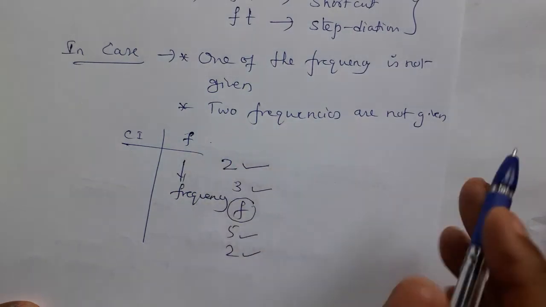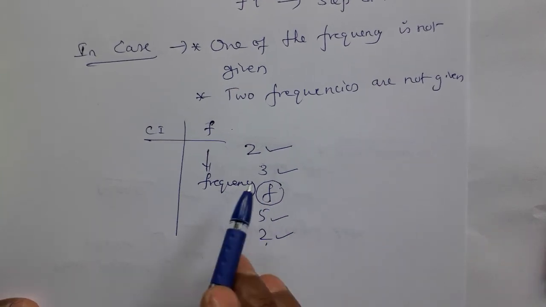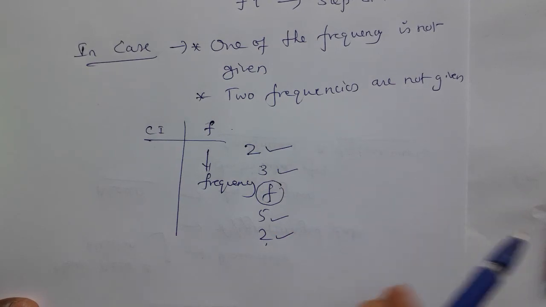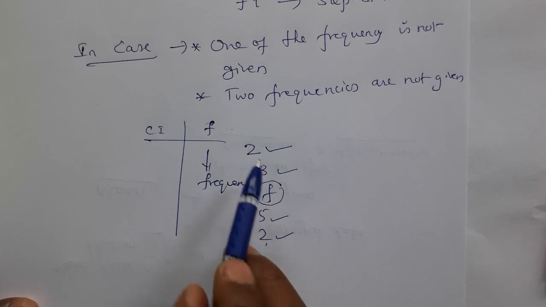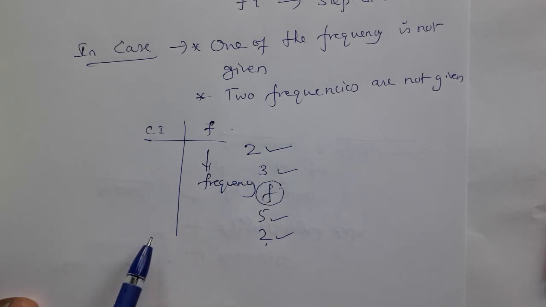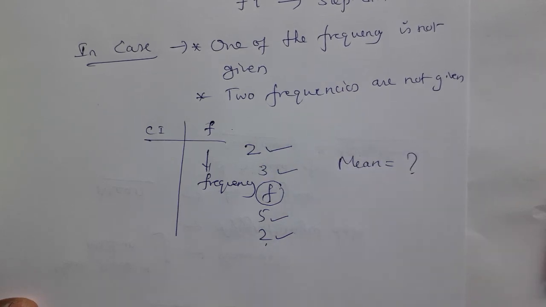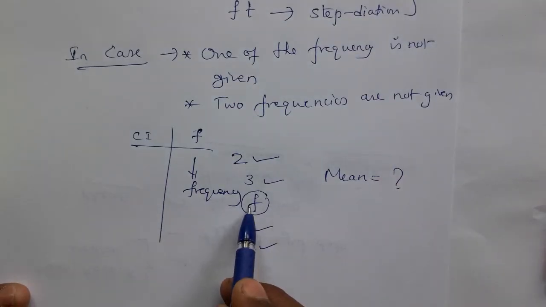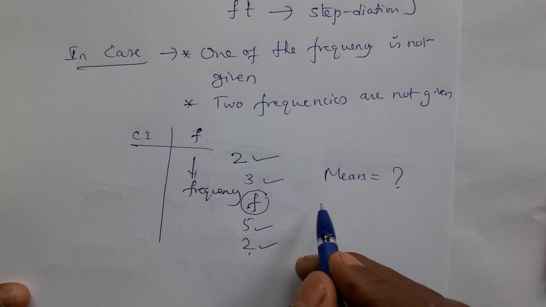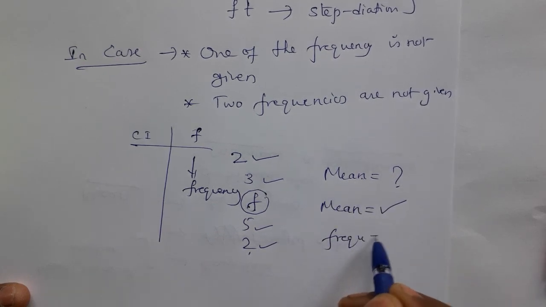In some problems, two frequencies they won't give. I mean here F1, another one is F2, like that two frequencies they'll not give. So how do we find them when frequencies are not given? In such cases they'll give the mean. Try to understand what I say. If all the frequencies and all the class intervals are given, then our work is to find the mean, and they'll ask to find the mean by these three methods. In case the frequency is unknown, how do we find the mean? In such cases, the mean they'll give, and the frequency we have to find out.